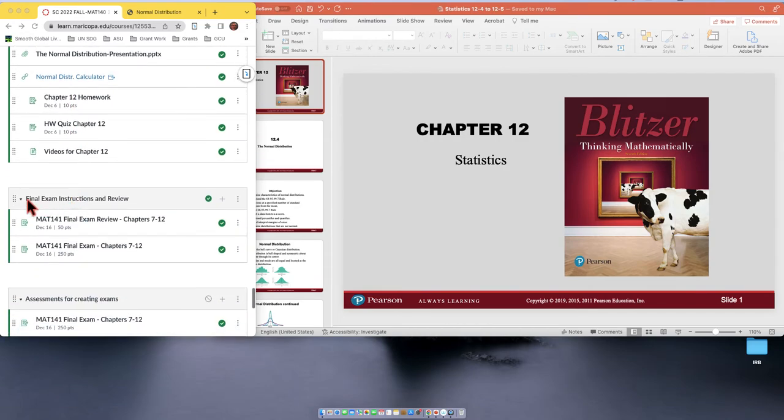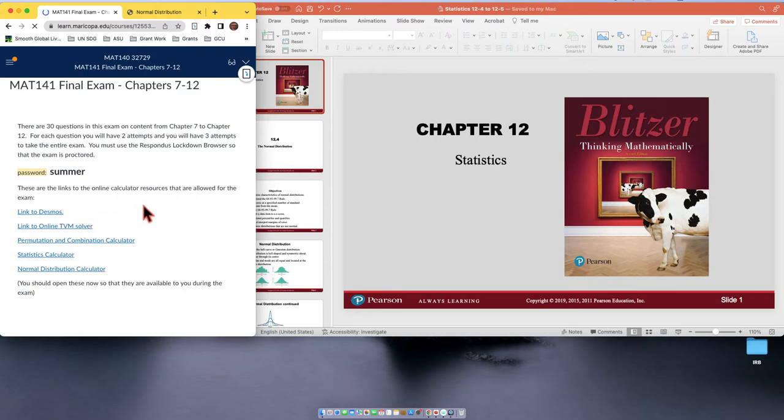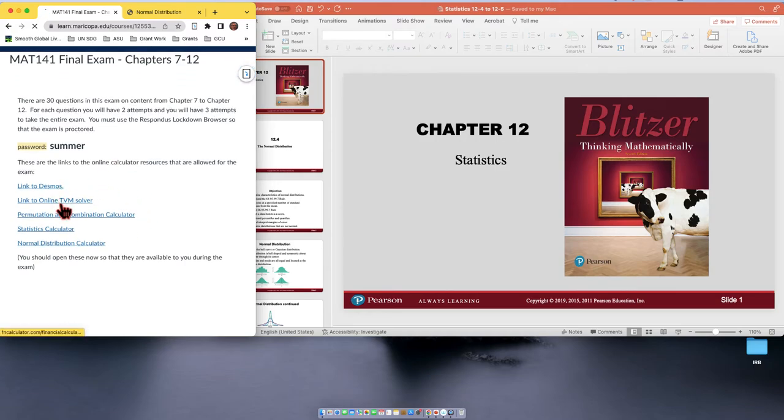Once we're done, the final exam instructions are here. There is a final exam review. Notice it's only going to be chapters 7 through 12. The midterm was 1 through 6, so we've already had that. And then the final exam is here. I have it set up like last time. I put links because we have a lot of these calculators, so you might want to open these up, or come back to it.